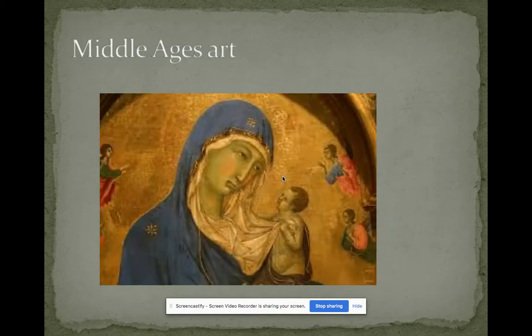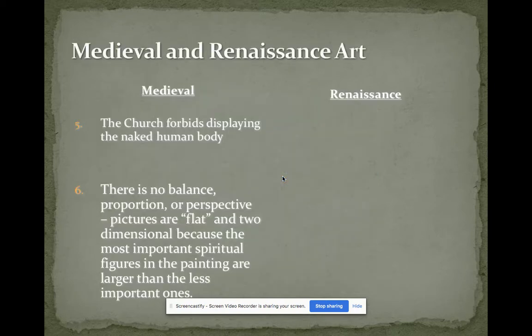Here's another piece of artwork from the medieval period. The Virgin Mary with Jesus. The Virgin Mary is much bigger. Jesus is much bigger because they are the most important. In the background, you see the gold leaf again. You see the angels. They're kind of stacked on top of each other. There's no sense of perspective.